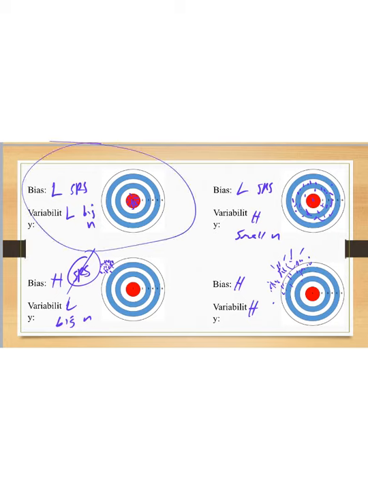Again, that's what we want to achieve: low bias, low variability. A random sample for each one of the samples in the sampling distribution, and a big enough sample size to ensure that we're pretty precise.